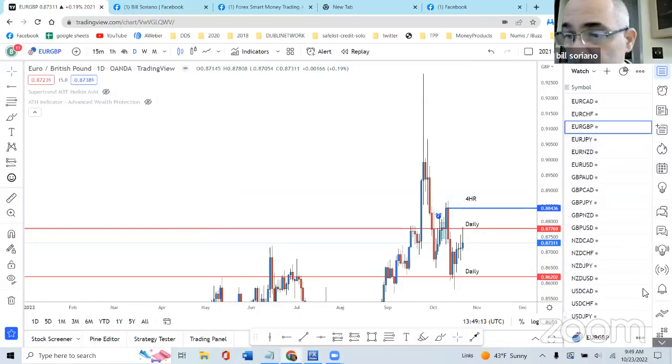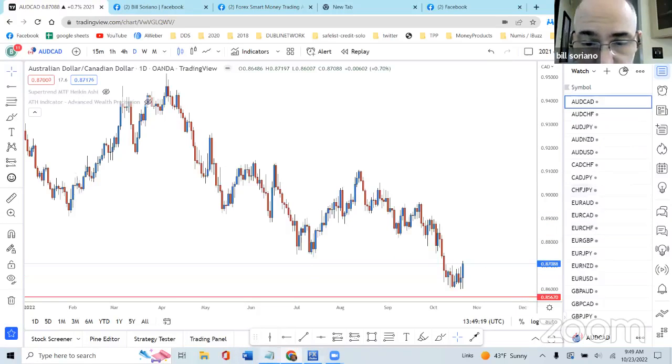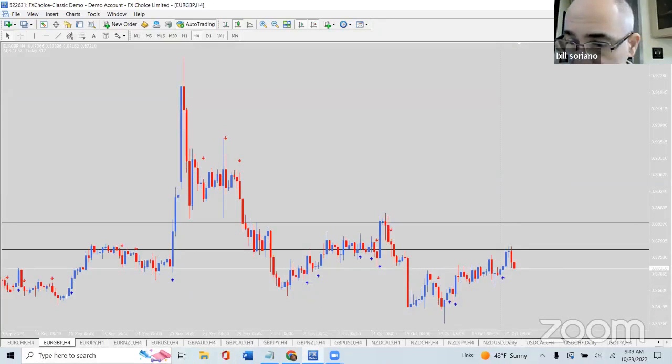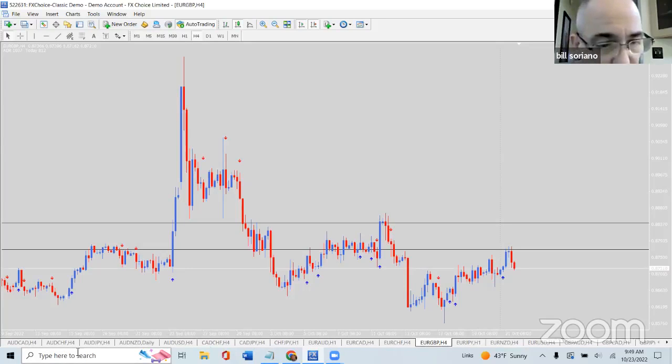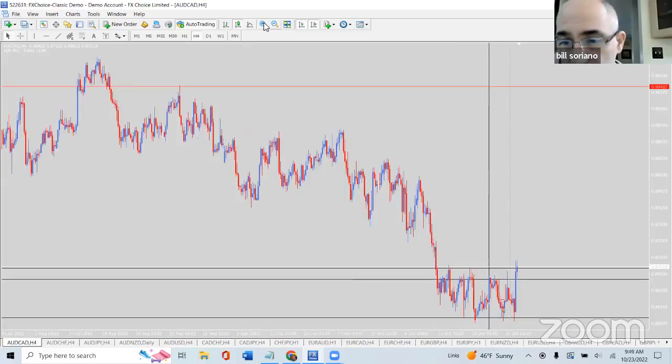And now let's just jump back to the top here and look at a couple of these pairs coming down here that we looked at last week as well. So AUD, CAD, and again, I have these all in alphabetical order in MT4 and in TradingView, so it's easy to get to them. So if we look at this pair on the 4-hour chart, this is in a downtrend, right?